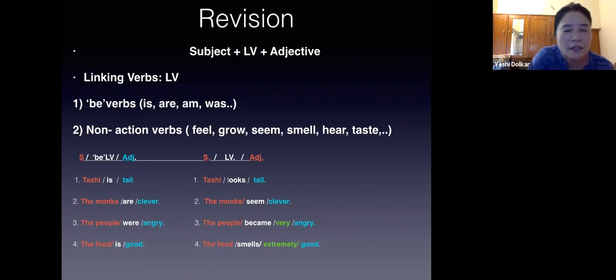Okay. See, the word gives the be verb meaning. Became gives the non-action verb meaning. The food is good. But if I put a non-action verb, which is a linking verb, the food smells extremely good. I put smells there. It's a linking verb.